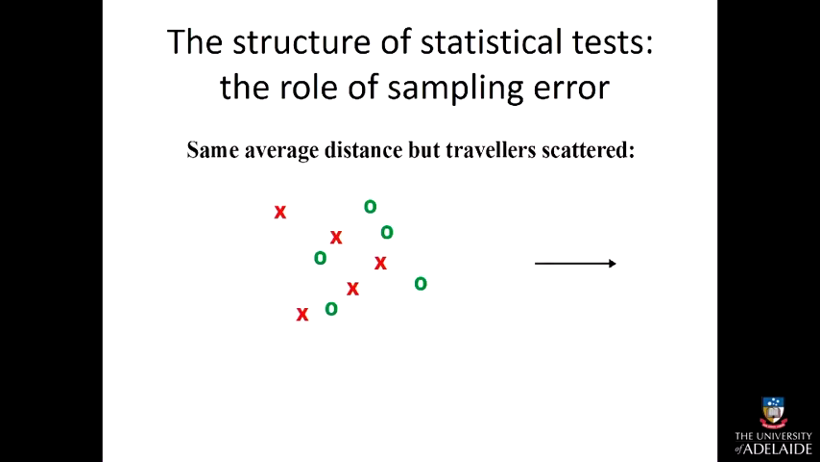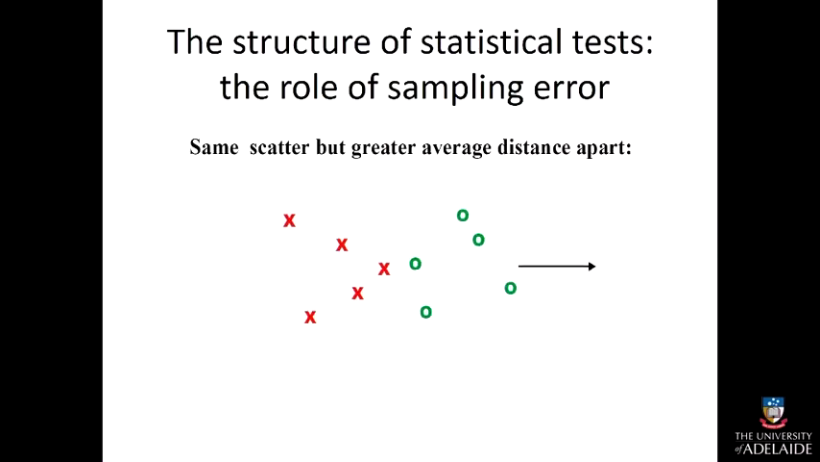Now, we can keep the travellers scattered, but separate them so that there's a greater average distance apart. Now, it's clear once again that the green circles are ahead of the red crosses. It's exactly the problem that we confront in our data. We confront the problem of variability in our data, and to be able to separate signal from noise is why we use statistical tests.